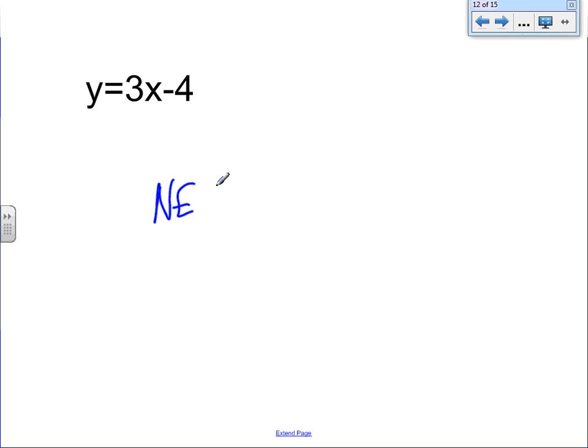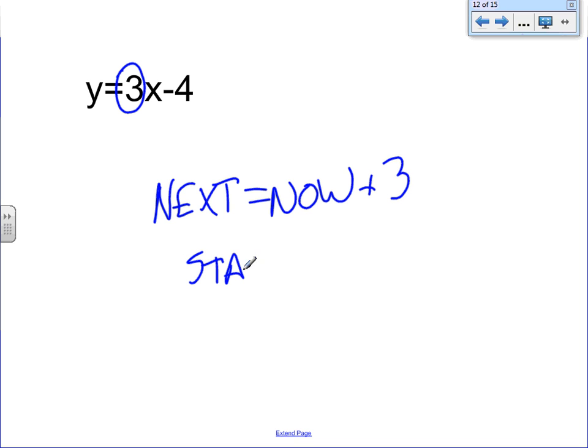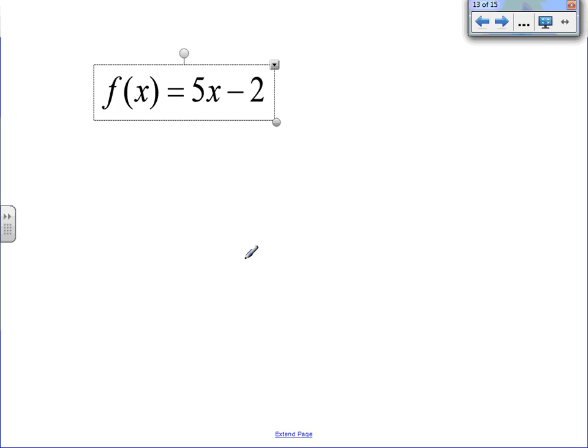So next equals now plus the slope, right? My slope in this case is plus 3, and I'm starting at negative 4. The sign's important. Make sure we have that. Next equals now plus 3, starting at negative 4. Is that right? Okay.